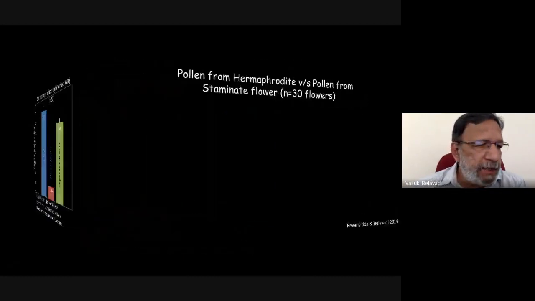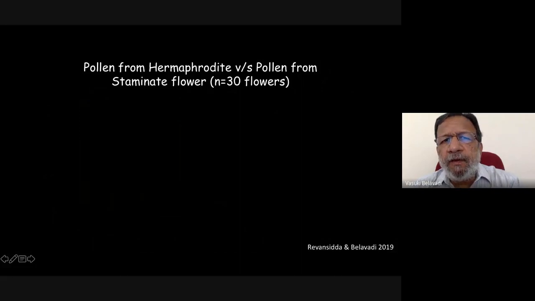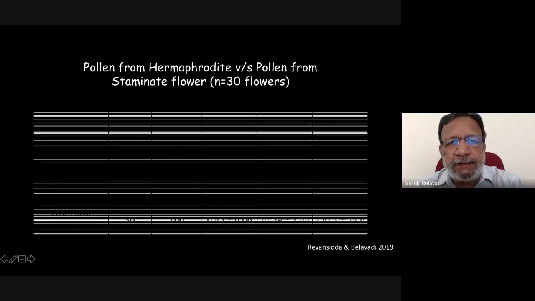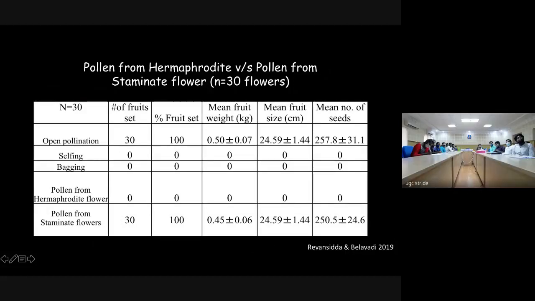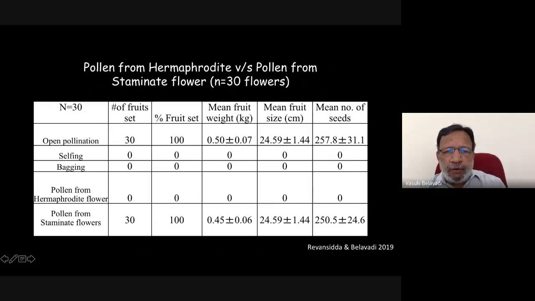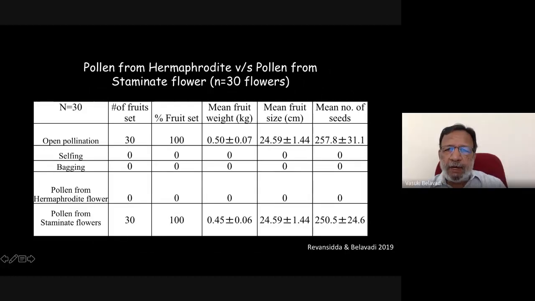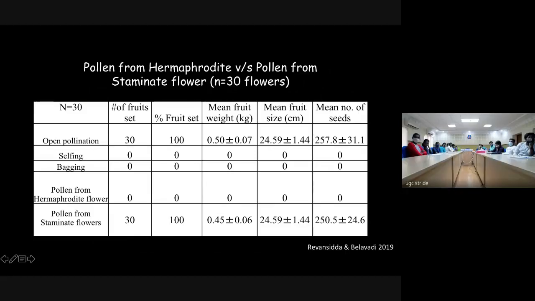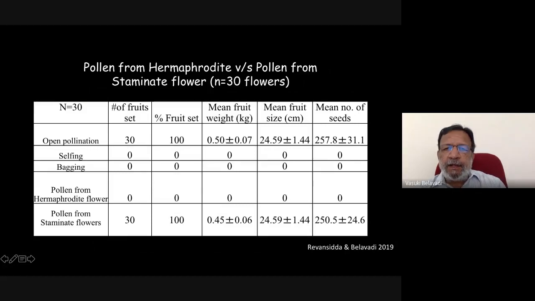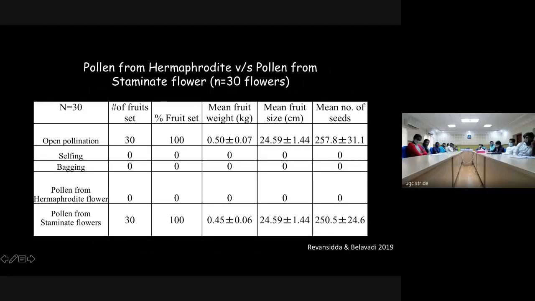So this we wanted to actually test. For testing this, we did an experiment in which we had several treatments: open pollination, selfing, bagging, then pollen from a hermaphrodite flower, then pollen from a staminate flower. In open pollination, we did not disturb anything, because it was visited by the bees. In selfing, we used the pollen from the same hermaphrodite flower and selfed the flower. And bagging is for preventing any visitor. Then pollen from another hermaphrodite flower is taken and put on the stigma of a different hermaphrodite flower to see if there is any effect. And pollen from a staminate flower.